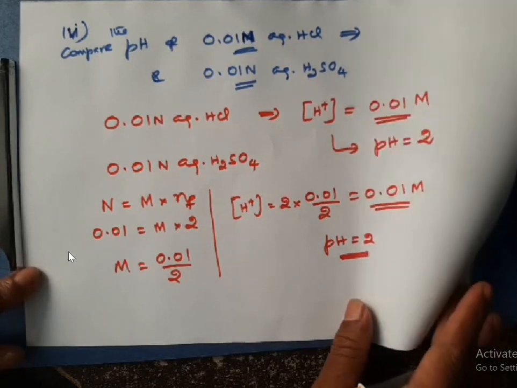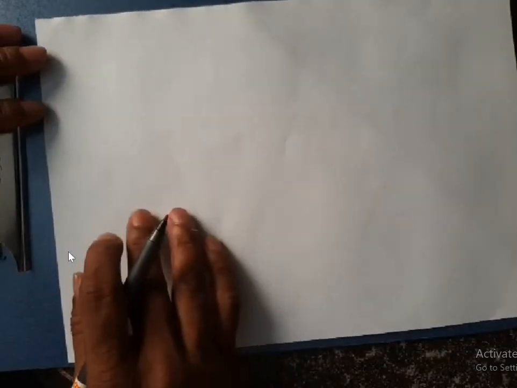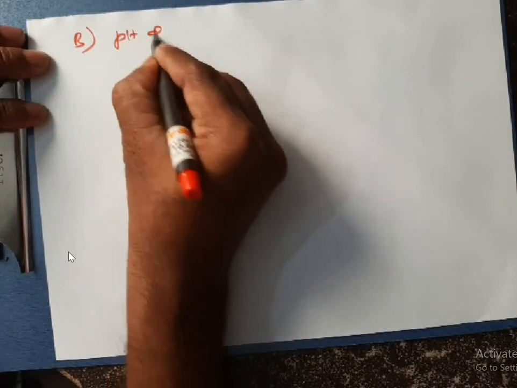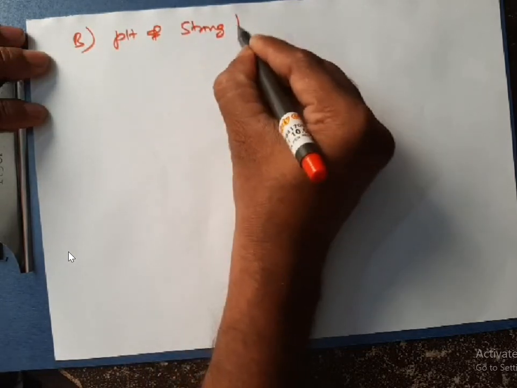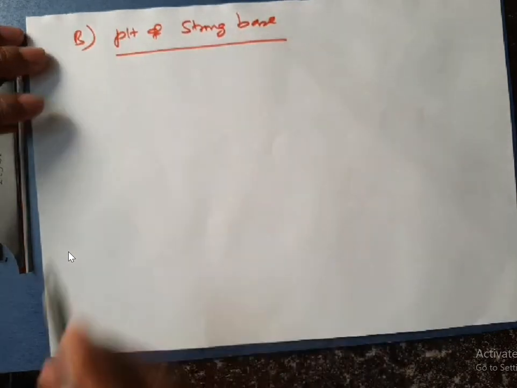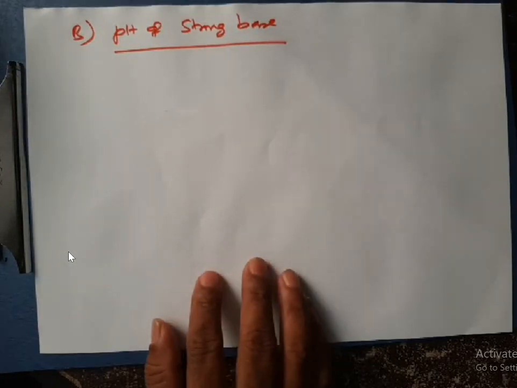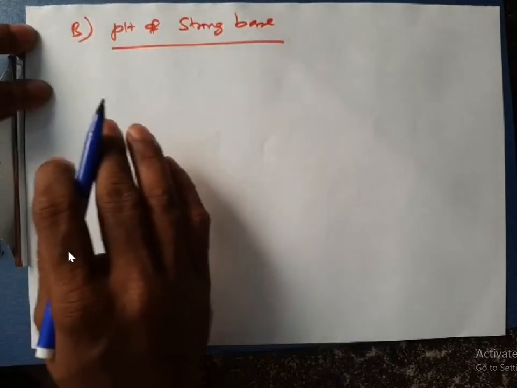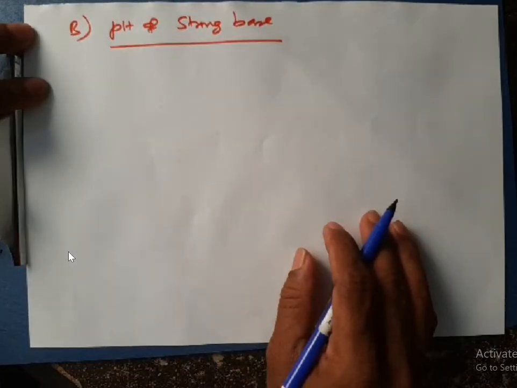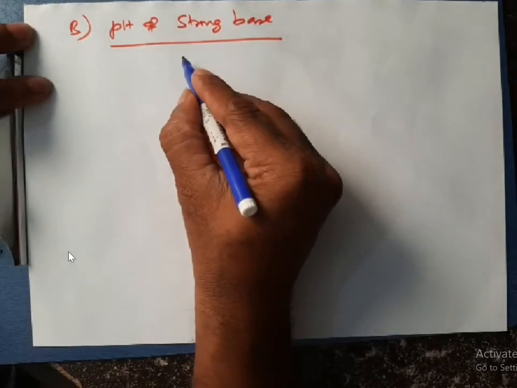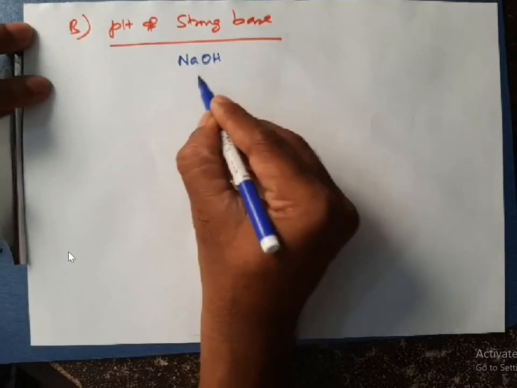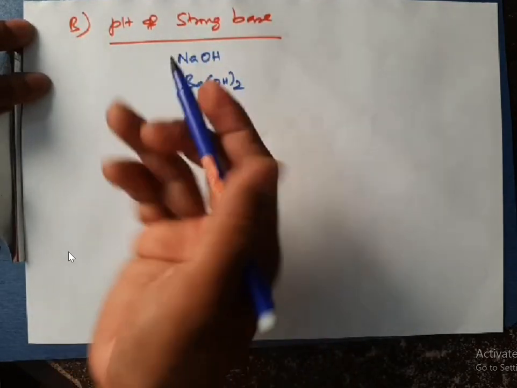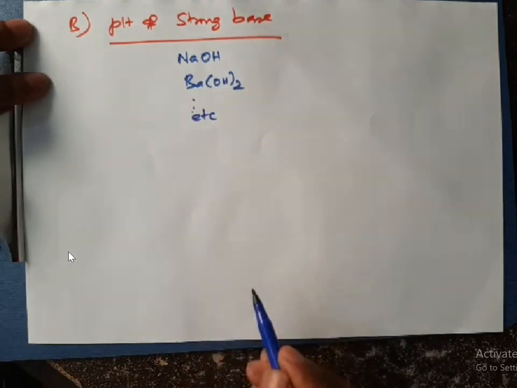Okay, what we have to do for strong base? Yes, let me write here. For pH of strong base, what we have to do? The idea is similar, but instead of H plus, we should calculate OH minus. That's all. Okay, see, sodium hydroxide, barium hydroxide, potassium hydroxide. Lots of examples are there. There are many examples available for strong bases.